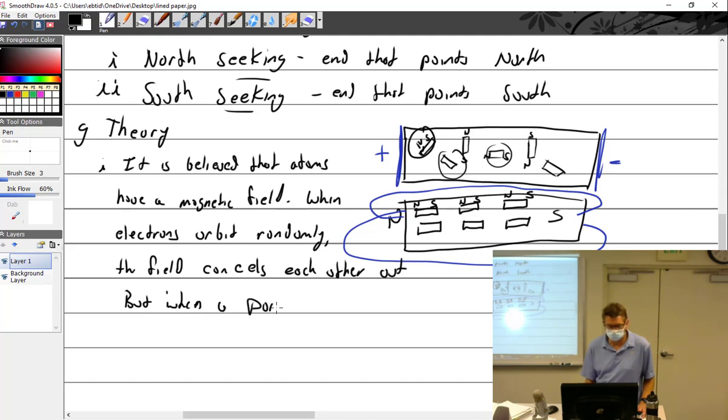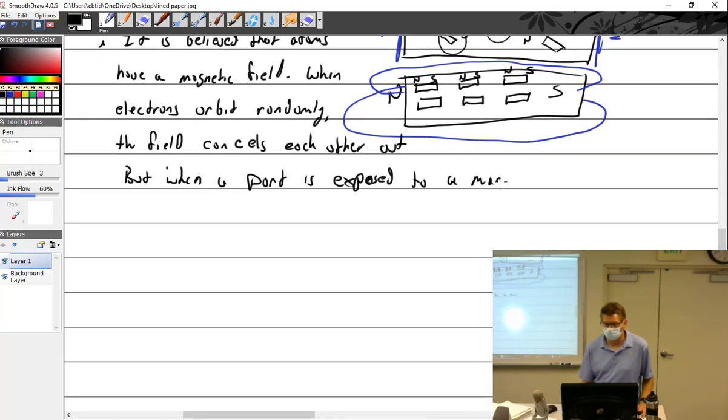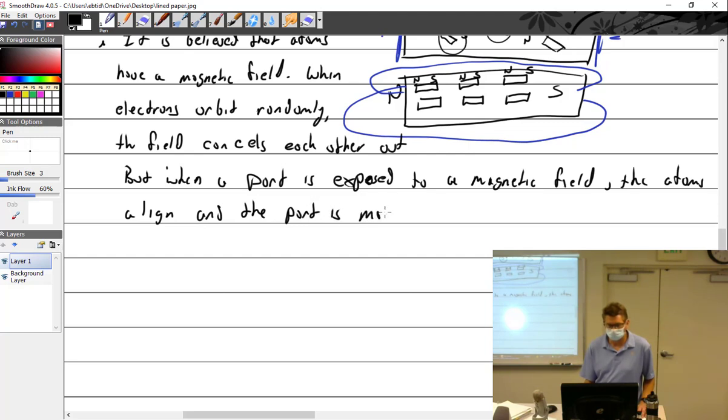When a part is exposed to a magnetic field, the atoms align and the part is magnetized. Or we have the domain theory. The domain theory is the part contains little magnets called domains. When the part is magnetized, the domains align and the part is said to be magnetized.